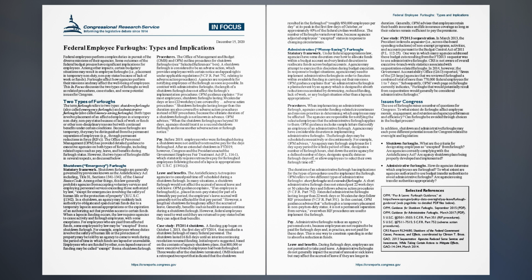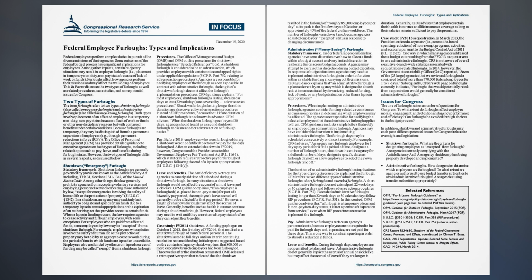Procedures. The Office of Management and Budget and OPM outline procedures for shutdown furloughs. See Selected References box. A shutdown furlough is considered to be an adverse action, which provides employees with certain notice and appeal rights under applicable regulations, 5 CFR Part 752, relating to adverse action procedures. Agencies are responsible for notifying employees of the furlough as soon as possible. In contrast with administrative furloughs, the length of a shutdown furlough does not affect the furlough's implementation procedures.